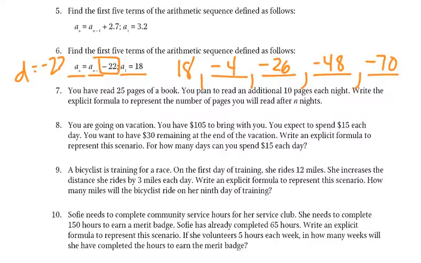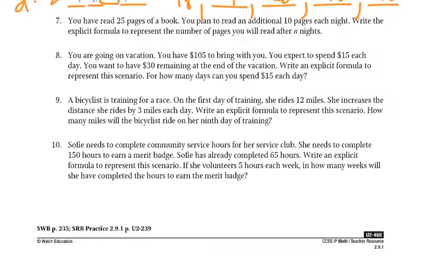Alright, now the last 4 are story problems. So, you have read 25 pages of a book. You plan to read an additional 10 pages each night. Write the explicit formula to represent the number of pages you will read after n nights.